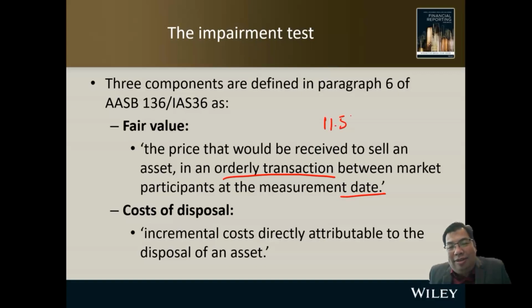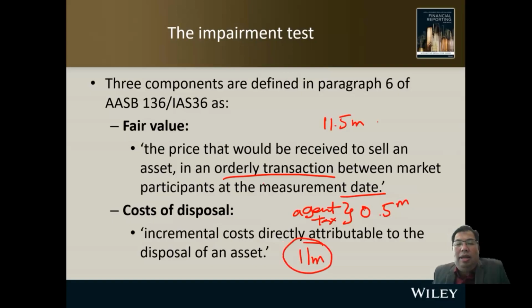11.5 million. Okay. And what is the cost of disposal of the asset? Cost of selling the asset. You need to pay an agent, for example, you pay the agent, you pay the tax, you pay some charges there, maybe it costs you 0.5 million. So the fair value less cost of disposal will be 11 million. Fair value minus cost of disposal of assets.